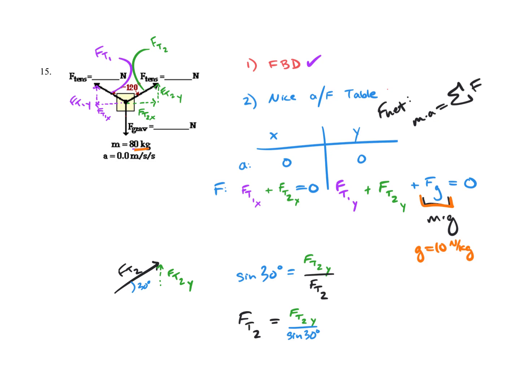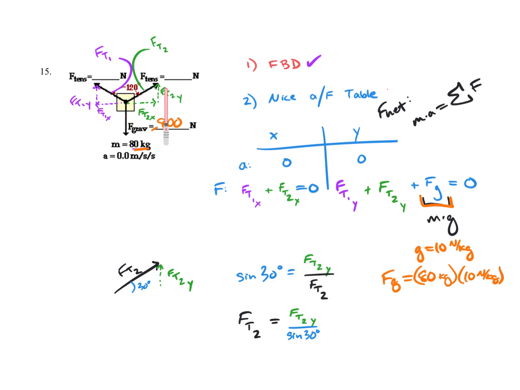And so if you have m of 80 kilograms times 10 newtons per kilogram, the weight for this object is 800 newtons. So this number is given, and it's down. So we can even say it's a negative 800 because it's oriented down.